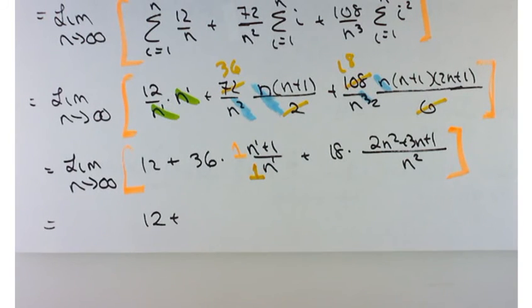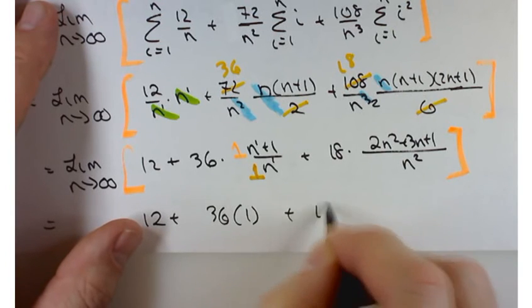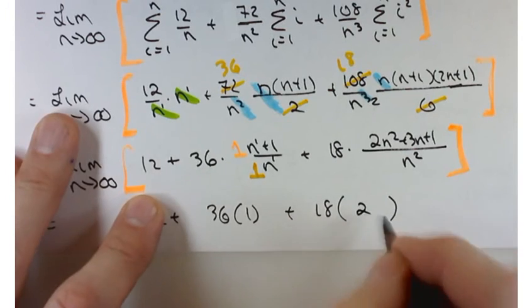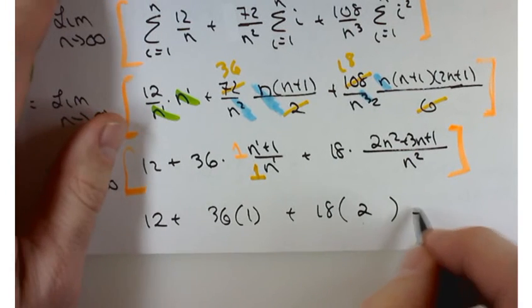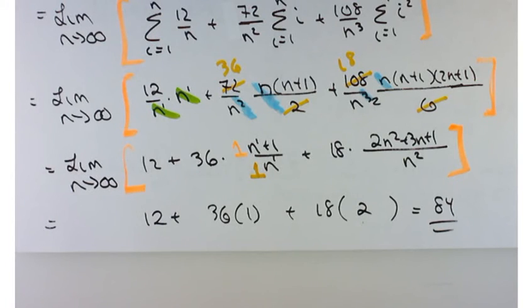So 36 times 1, plus 18 times what? 2. 36 is 72, plus 12 is 84. Whew! Wow. Grab the oxygen bottle. Shake your wrist out. Okay, so this is a reminder of the long way that we have to calculate these things. So let's finish this section up now.